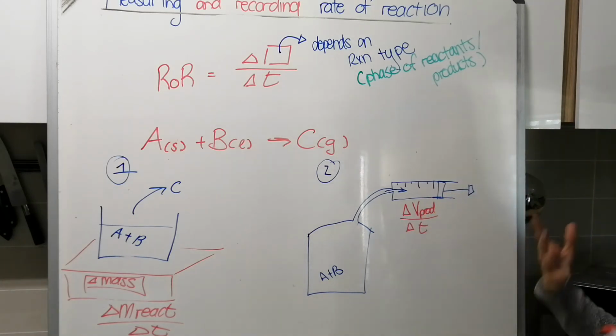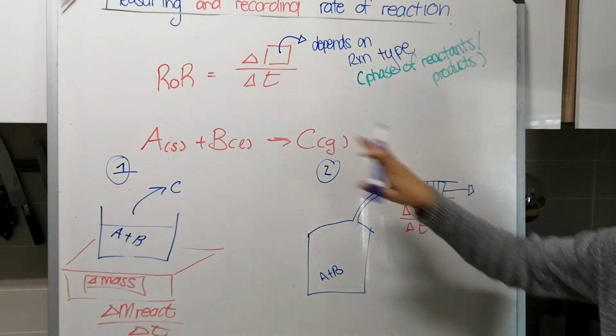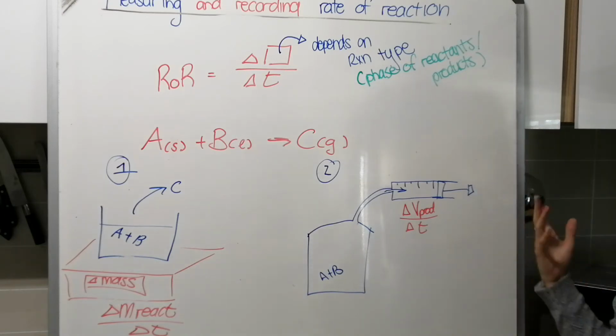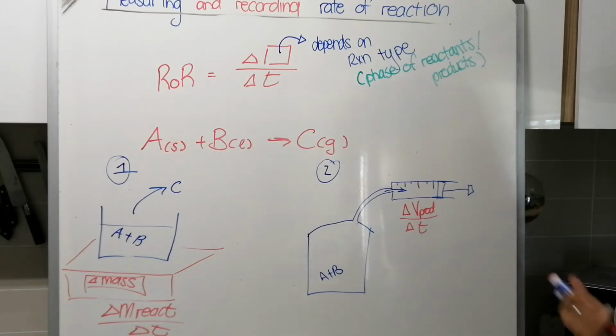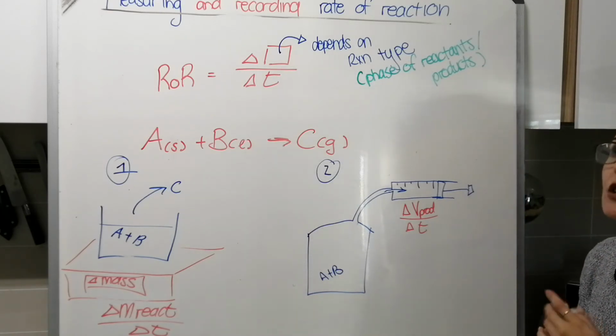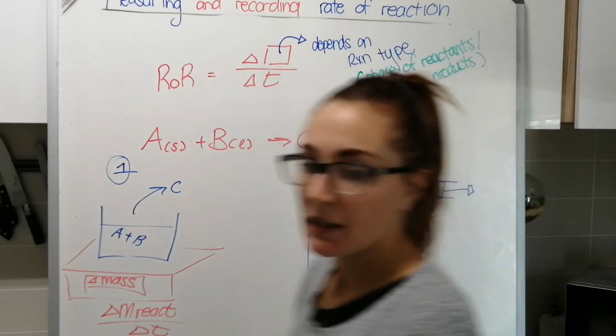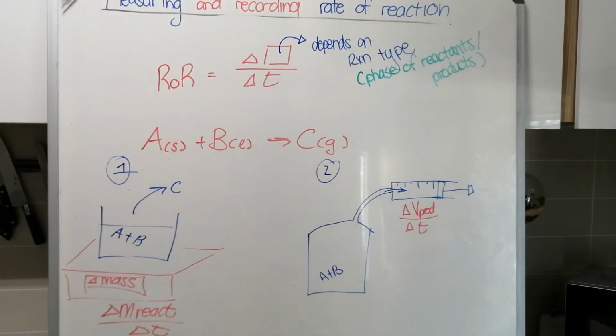Okay, so those are just two scenarios, two examples. Based on the phases of your reactants and products, you need to figure out what would be the best way to do this. You're not going to be asked to do it, but in a test or an exam, they'll give you a scenario and they could say, describe one method in which we might measure the rate of reaction. Okay, so let's actually look at your notes now.